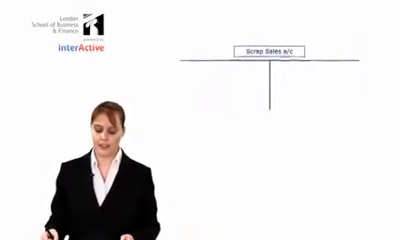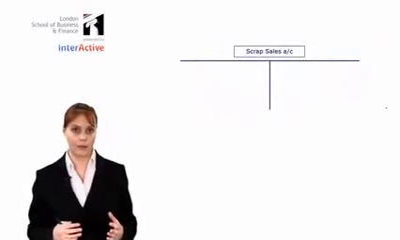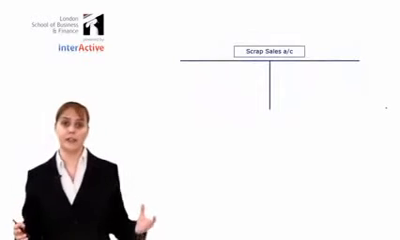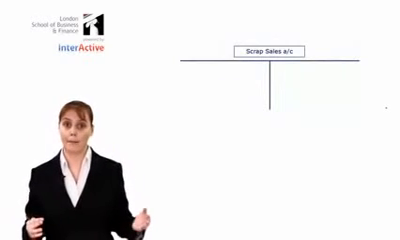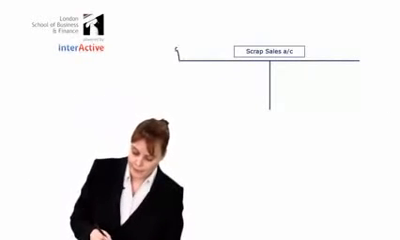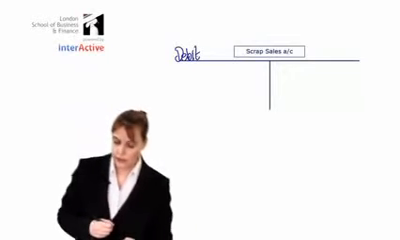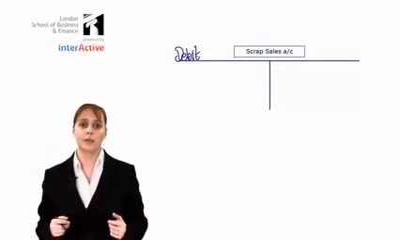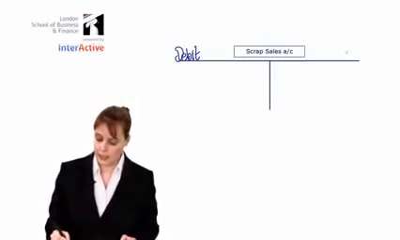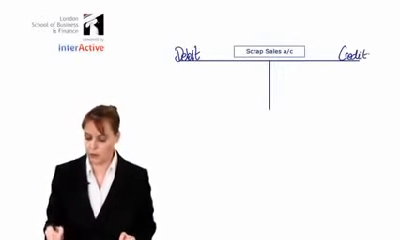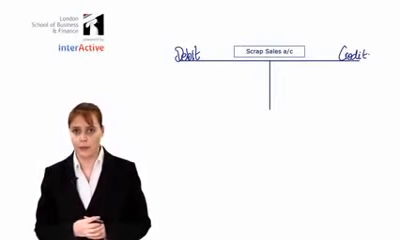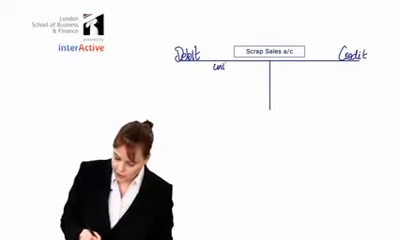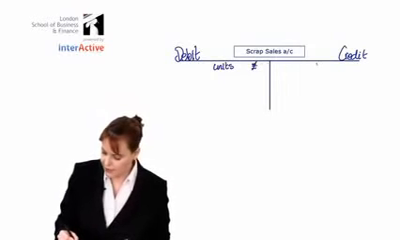We also have to consider our scrap sales account. So in our scrap sales account, we record all of the units which we are selling for scrap. On the debit side, we show increases in the number of units we're selling for scrap. And on the credit side, we will record any reduction in the number of units we are selling for scrap. Again, we will record our units and our monetary value.